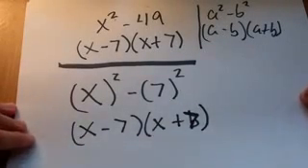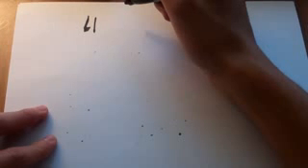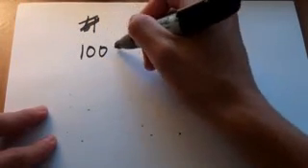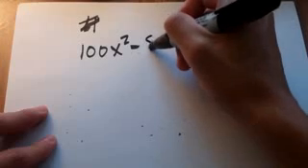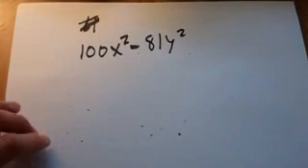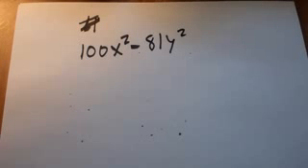Let's look at one that's just a little more involved. Looking for a good one here. Okay, let's try this one: 100x squared minus 81y squared. This is just a bit more involved.